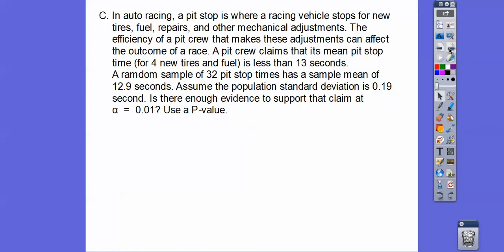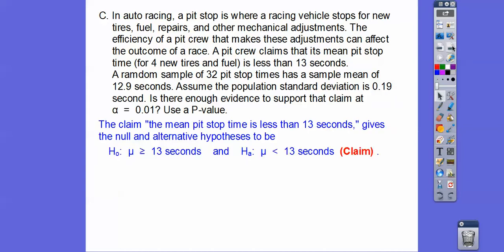Pit stop times has a sample mean of 12.9, so there's our x bar. Assume the population standard deviation, right here, that says z-test right there, is 0.19 seconds. Is there enough evidence to support the claim at the 1% level? And so we're going to use the p-value.